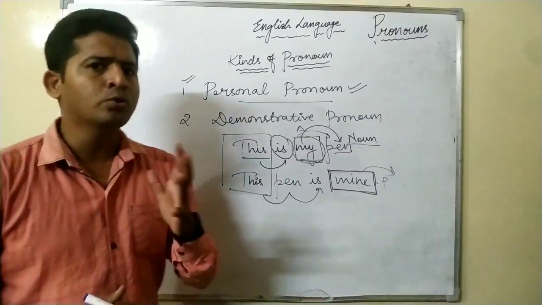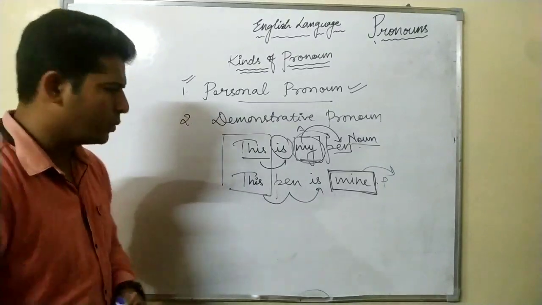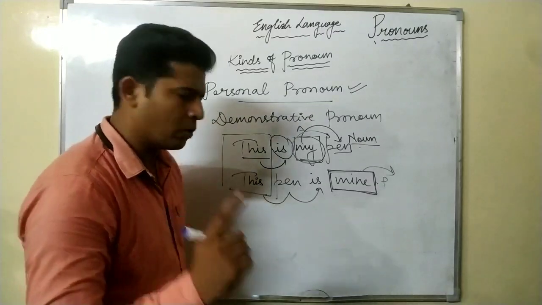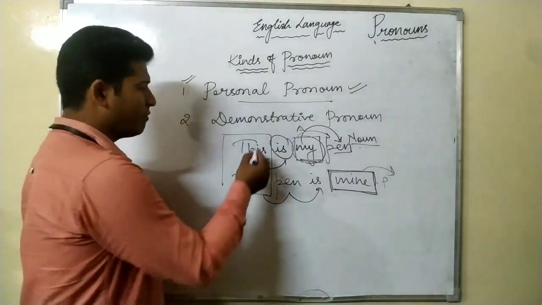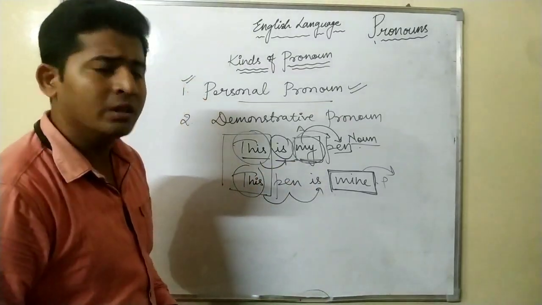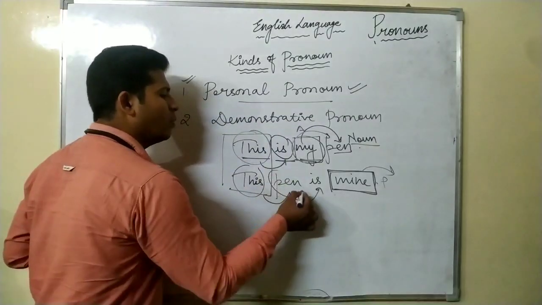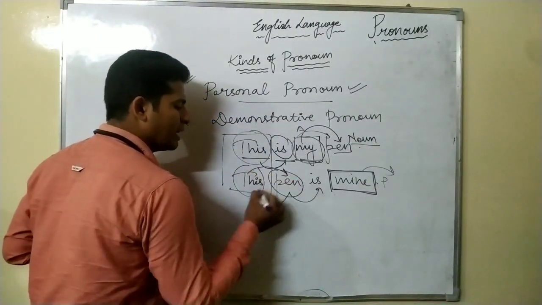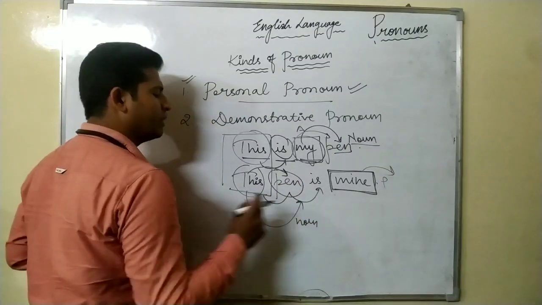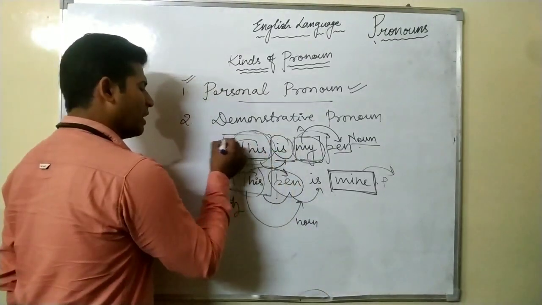So how to identify that? Pay attention here. There's a trick. What you need to do? An adjective always comes along with a noun. So whenever you find this, you have to find out the next word which is just after this. If that word is a noun, that means this will modify a noun. This is modifying a noun. So this is used with a noun, that means it will be an adjective. If this is not used with a noun, this will be a pronoun.